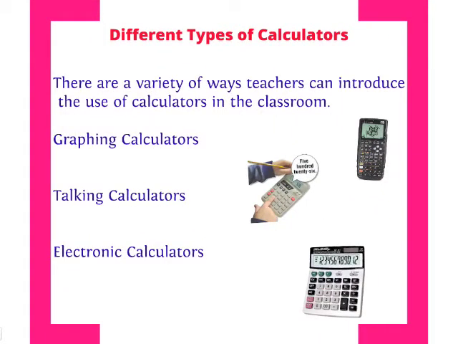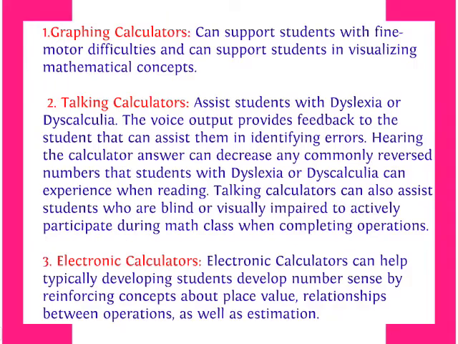There are a variety of ways teachers can introduce the use of calculators in the classroom. These include graphing, talking, and electronic calculators. Graphing calculators can support students with fine motor difficulties and can support students in visualizing mathematical concepts. Talking calculators assist students with dyslexia or dyscalculia. The voice output provides feedback to the student that can assist them in identifying errors. Hearing the calculator answer can decrease any commonly reversed numbers that students with dyslexia or dyscalculia can experience when reading.